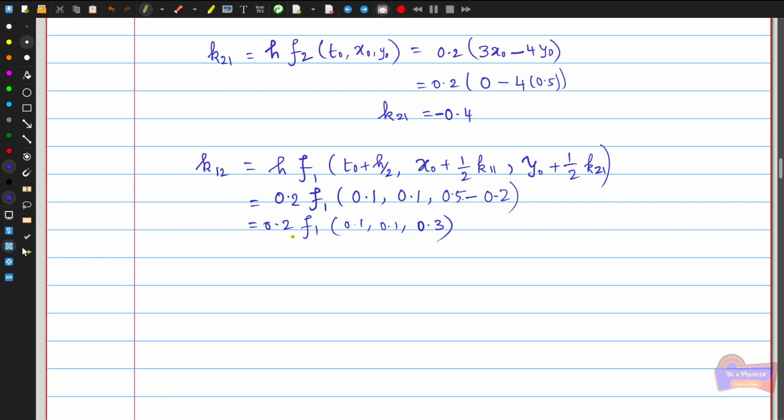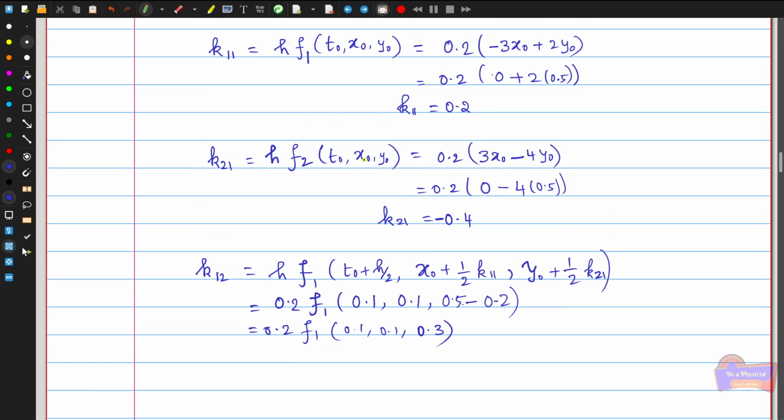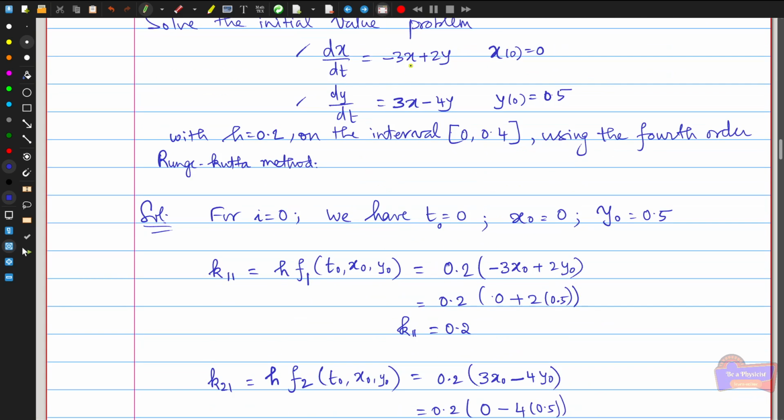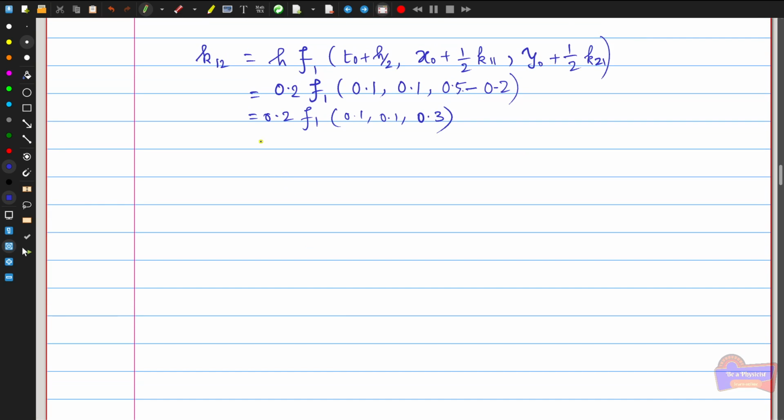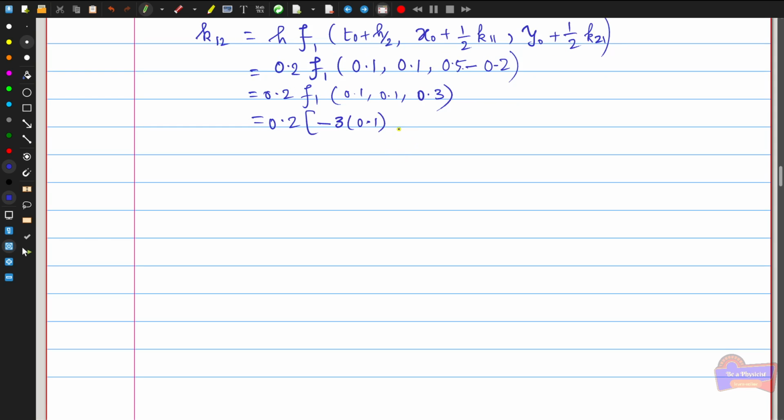So I can just substitute these into the same slope equation, the x and y equation, and get the answer as 0.2 times of minus 3 times 0.1 plus 2 times 0.3. If you do the arithmetic operation, you will get the value of 0.06. That is the slope k12.